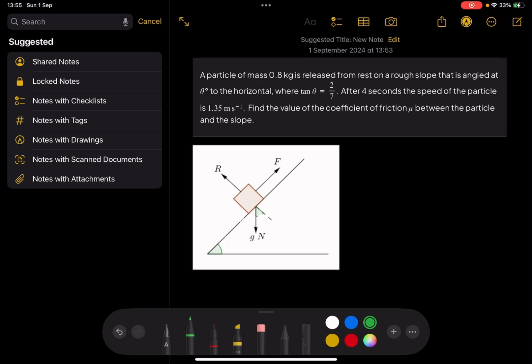Now, a particle of mass 0.8 kilograms is released from rest on a rough slope that is angled at theta to the horizontal, where tan theta equals 2/7. After 4 seconds, the speed of the particle is 1.35 meters per second. Find the value of the coefficient of friction mu between the particle and the slope.